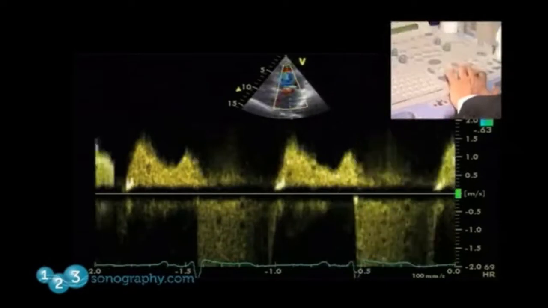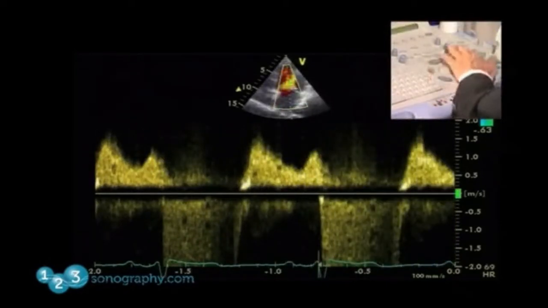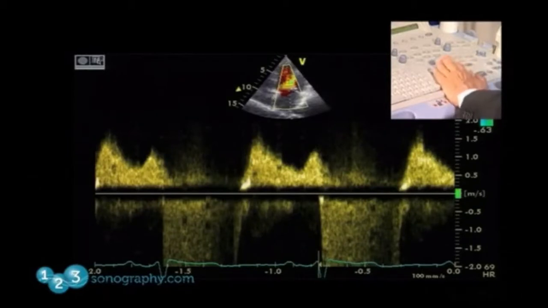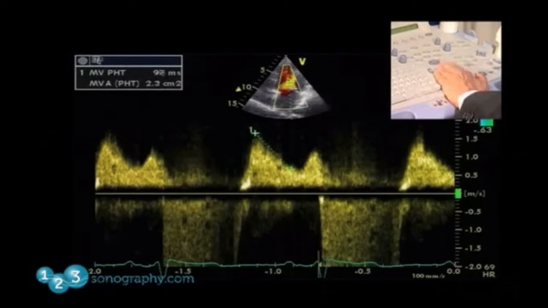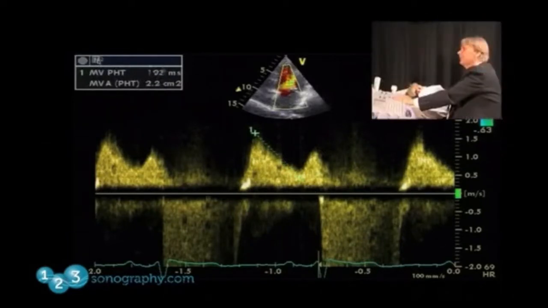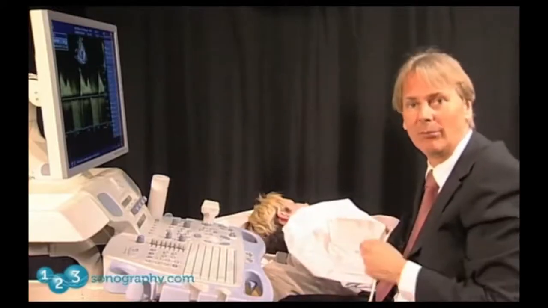We'll put the focus point in the valve as well. And here we have the spectrum. So the first thing we'll do is we'll look at the pressure half-time. Try to see exactly where the maximum velocity is and go along the contour. You don't need to go all the way down. It's just sufficient to get the angle. So we have a pressure half-time of 97 milliseconds, which is almost normal.